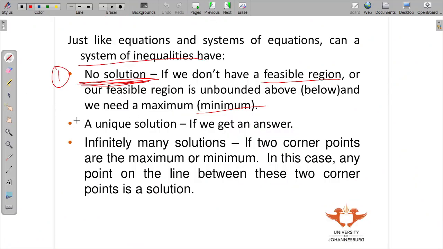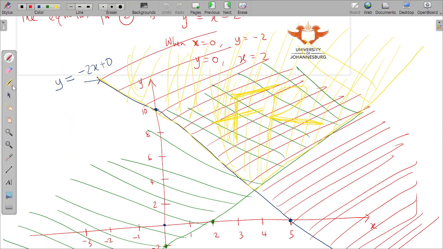Now we can also have number 2, unique solution. If we get an answer, that is a unique solution. And then number 3, systems of inequalities can have infinitely many solutions, if 2 corner points are the maximum or minimum. We are going to understand this later when we go into linear programming proper, but let me show you this first.